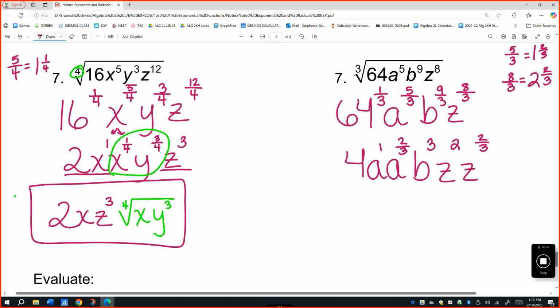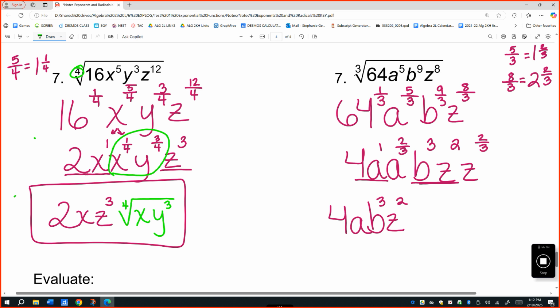Okay, now I look for all my whole number exponents and I write those first. So I've got 4 and a. I'm going to pull that out. I could do the 1 or not. And I can also pull out b cubed and z squared. B cubed, z squared. Because those all have whole number exponents, right?